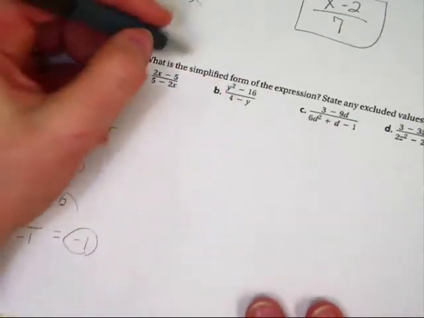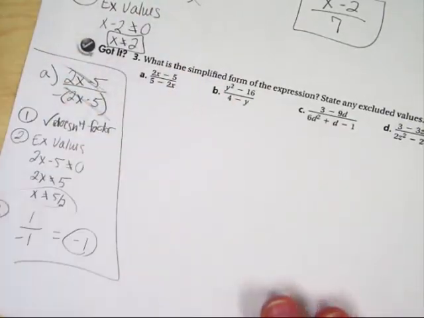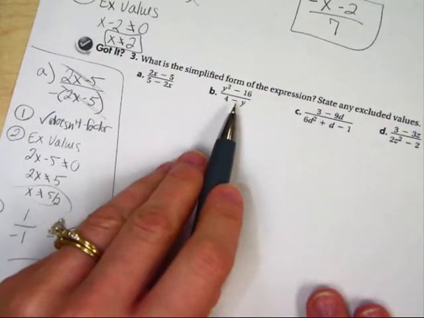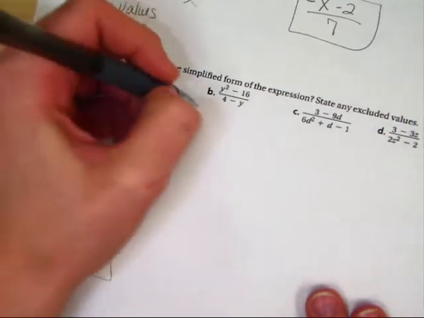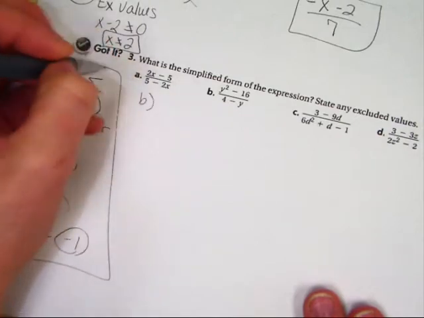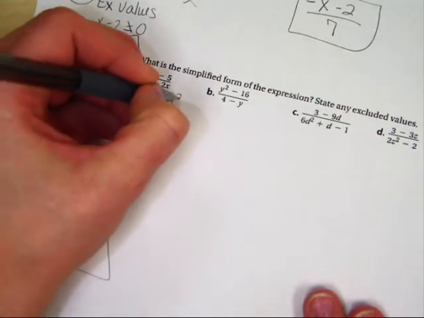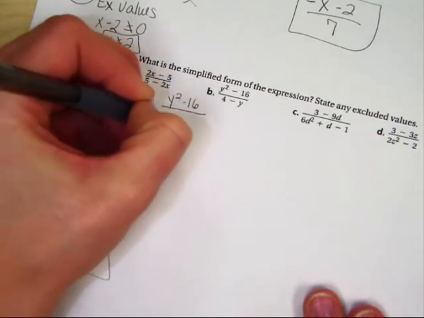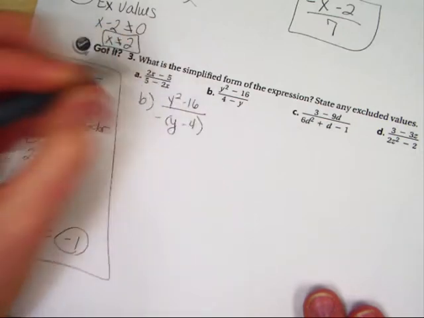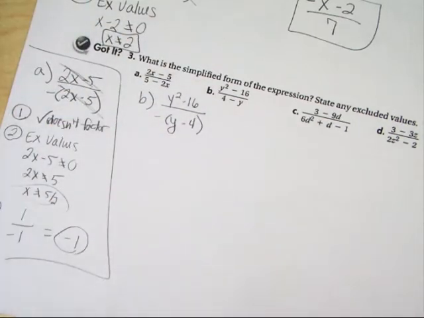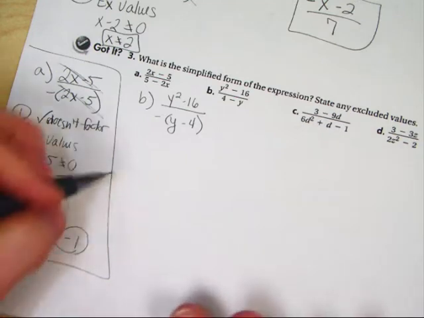Let's talk about part B now. Part B, we don't like what, the top or the bottom? Hopefully you think the bottom. This is part B. We're going to rewrite it, keeping the top the same, making the bottom negative y minus 4, or negative the quantity y minus 4. Distribute it back in if you need to prove it.